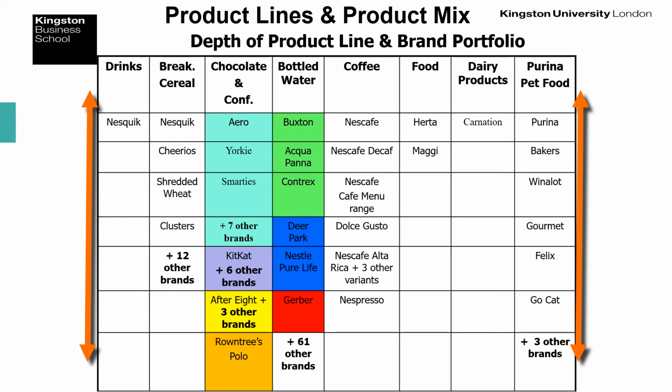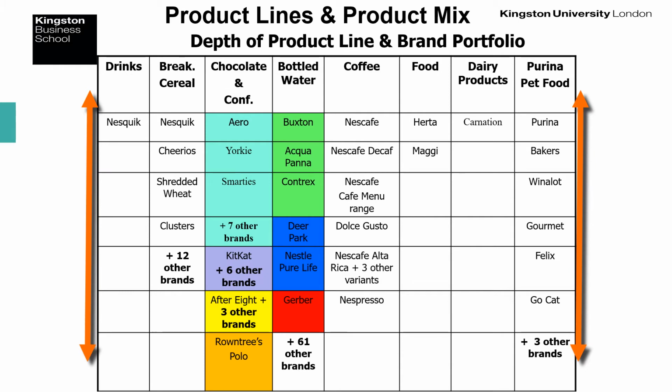If we look at the chocolate and confectionery column now, we can see that the chocolate confectionery part of that actually has 10 brands in it. Only 3 of them are listed individually, Aero, Yorkie and Smarties, but then there are 7 other brands. In the biscuit confectionery, there's Kit Kat and 6 others. In the boxed chocolates, there's After Eight plus 3 others. And in the sugar confectionery, there's Polo Mints, which go under the Rowntree's name, even though the overall corporate brand owner is Nestle.